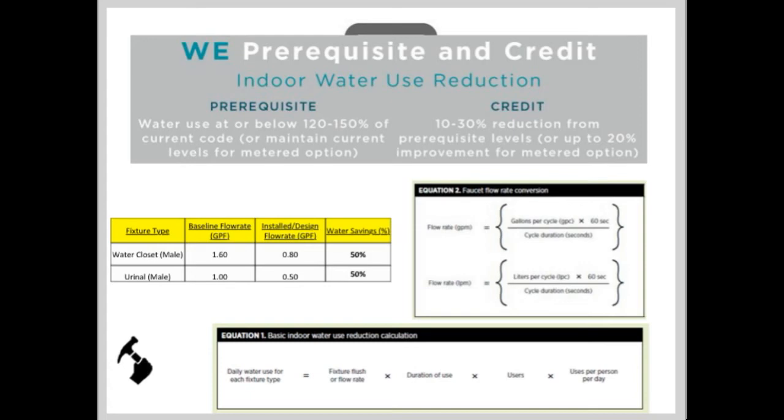Note that the duration of use, number of users, and uses per person per day must be the same in both the baseline and the design cases. This is a possible question. Use Equation 2 to perform the conversion: gallons per cycle times 60 seconds divided by cycle duration in seconds. For your exam, I would recommend memorizing both of these equations.